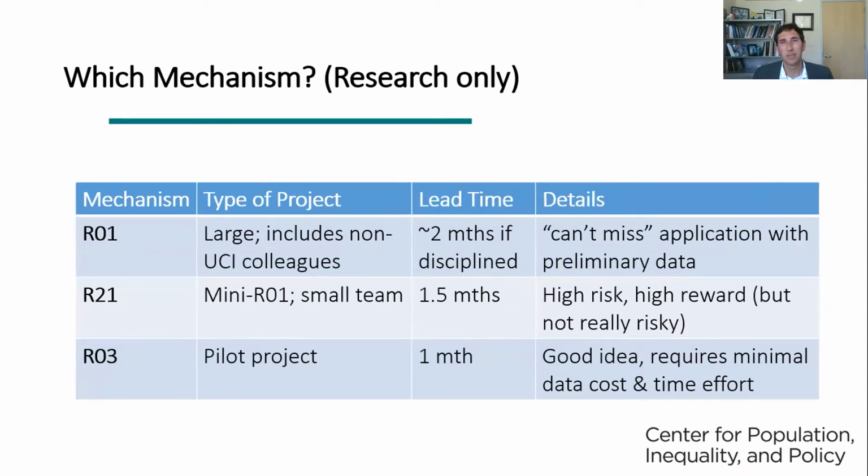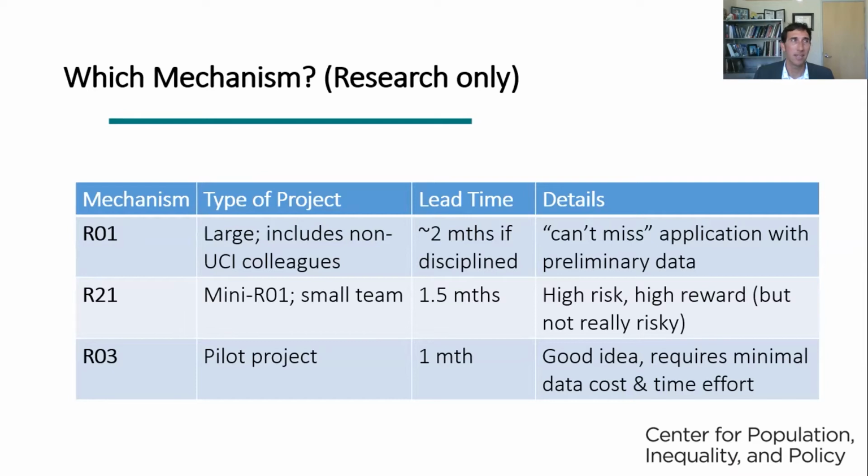To give you another sense of which one of these might be right for you: the R01 is large. Usually it includes non-UCI colleagues on your team, and it usually involves a lot of planning. In my view, when I review R01s, it's kind of a can't-miss application, in that often you think, did these scholars already do this work?